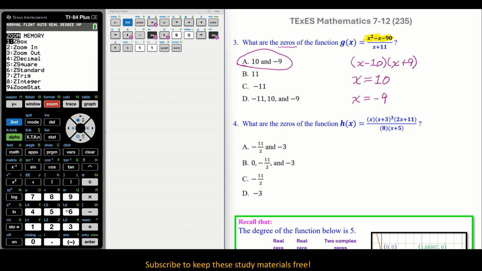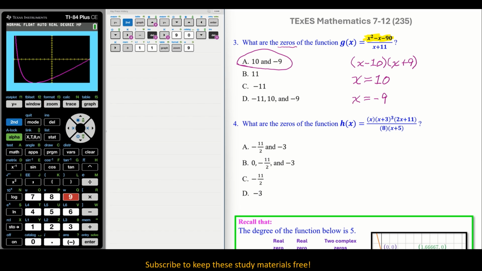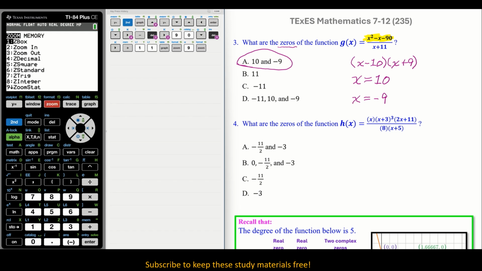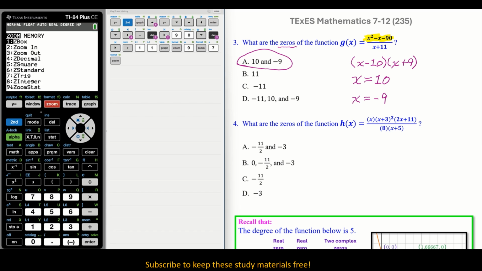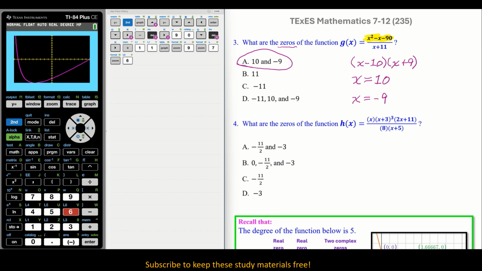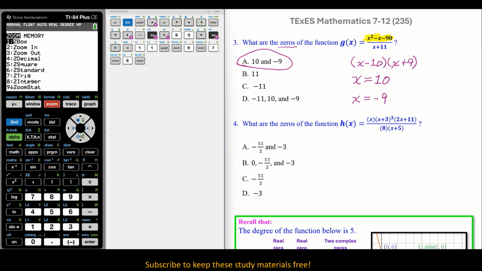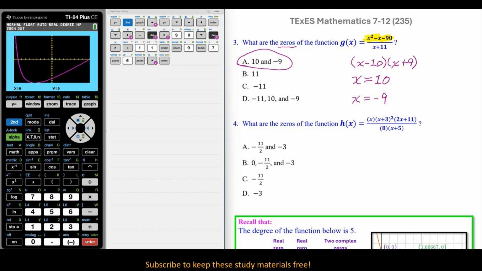There's a couple ways to zoom. We could try zoom stat. No. Let's get it to fit. Oh, nope. Let's go back to our regular zoom standard, and let's just use the old-fashioned zoom out and see what happens. Okay, let's push enter, enter again. Now it's starting to take shape.